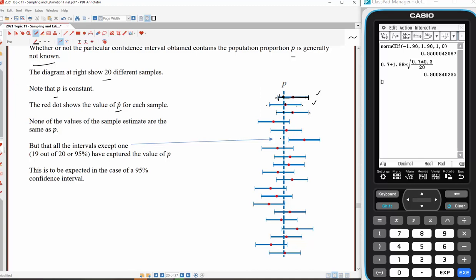Now this one's an interesting one. Okay, we got a value of P hat here, and we said that we were 95% confident that it fell within this, and it's not true. Okay, so we were 95% confident that we got it. In this case here, all the intervals except one, 19 out of 20, or 95%, have captured the value of P. And we expect this. We know this will happen with a 95% confidence interval. We may not get it. We're 95% confident that we're going to get it.